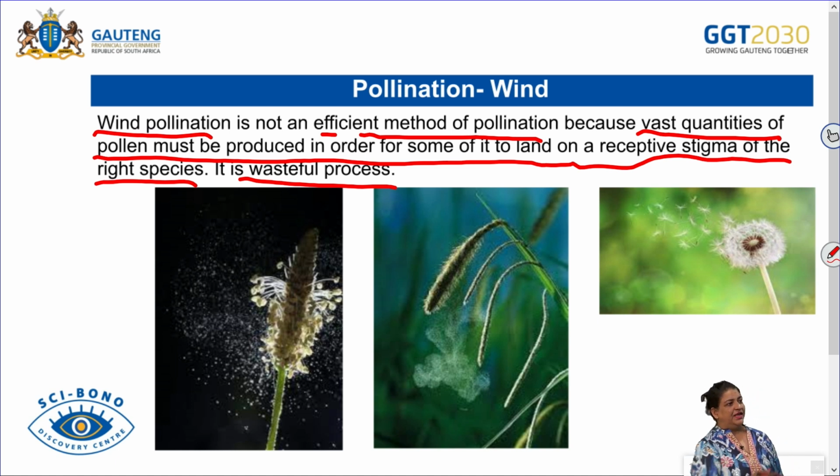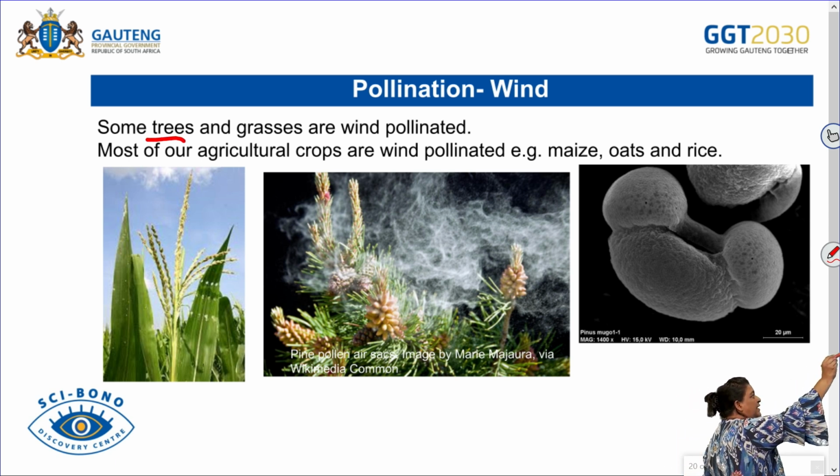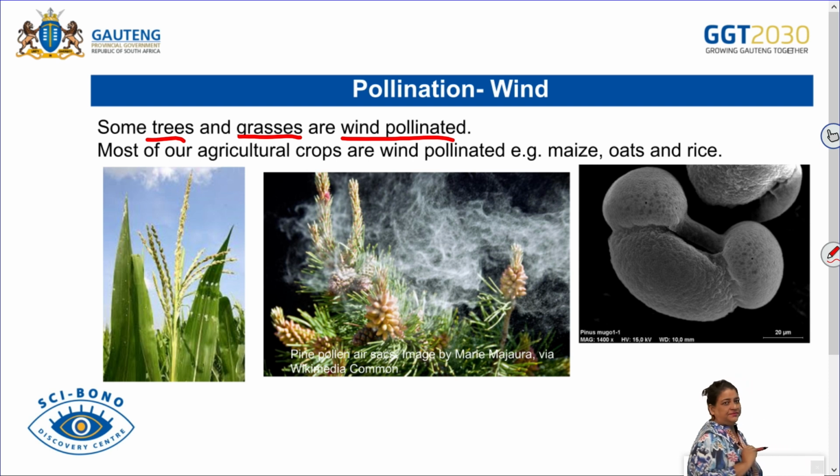So we need them. And then you can see here is a dandelion, and this is also wind pollinated, because as these little white florets from the dandelions are moving, it's also moving with their anthers containing the pollen. So these are all wind pollinated flowers. Here, some trees and grasses are wind pollinated, right?